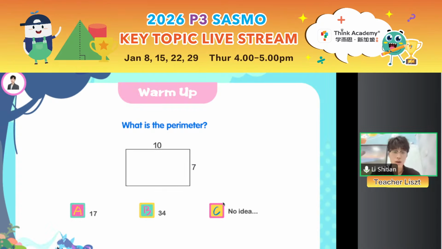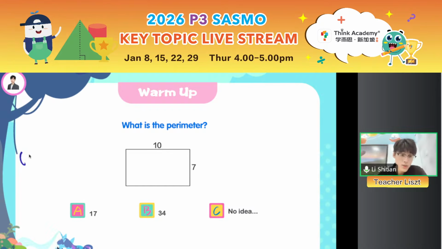Okay, so now let's look at this one. What is the perimeter of this rectangle? What is the perimeter of this? Let's see. I need to choose option A or option B. Option C. Okay, let's see.